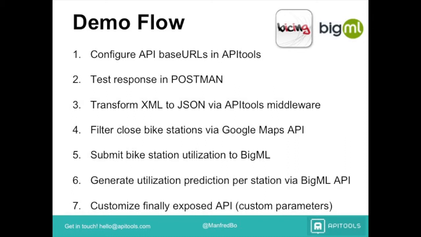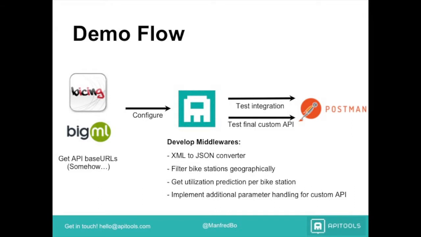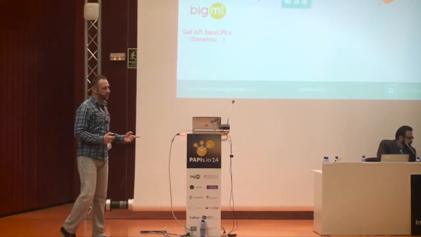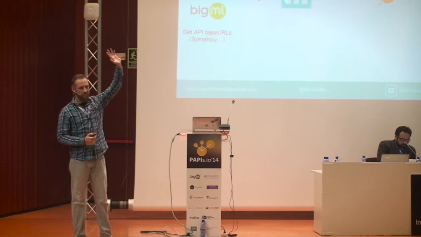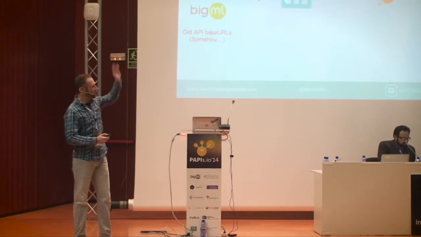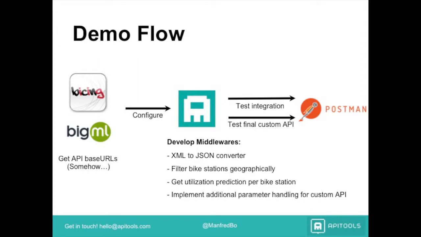This is the demo flow in words, but I skipped that in the interest of time. That's the demo flow in pictures. So what I will do is first I will take those two APIs, bsync and BigML, and configure APItools accordingly. Then I will test it with Postman. Who in the room knows Postman? Postman is the one here on the right. Postman is an extremely handy tool for testing RESTful APIs. So before you integrate an API into your service or mobile app or whatever, Postman is really useful to see how the API behaves. So I will show you that.